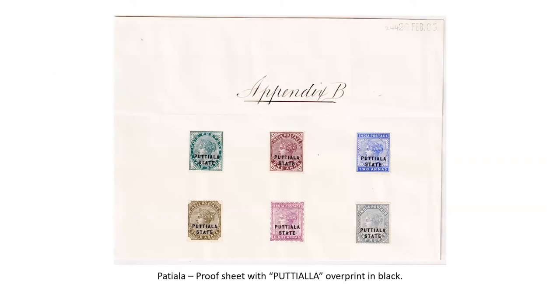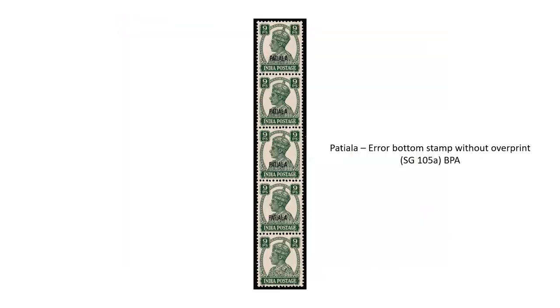Now back to Patiala, another convention state. Convention state stamps are not as beautiful or appealing because they basically use the imperial stamps and just overprinted the state name and the logo or crest sometimes. But this is from the proof sheet from the Delarue archives. And here we have the error where, again, the printing must have shifted upwards. The bottom stamp is without the overprint.